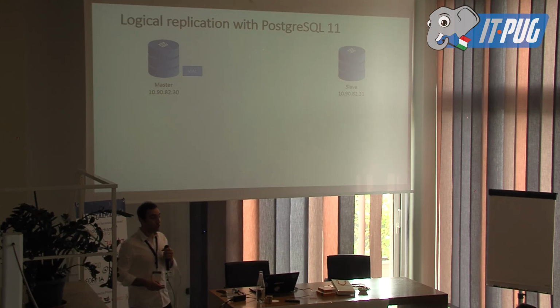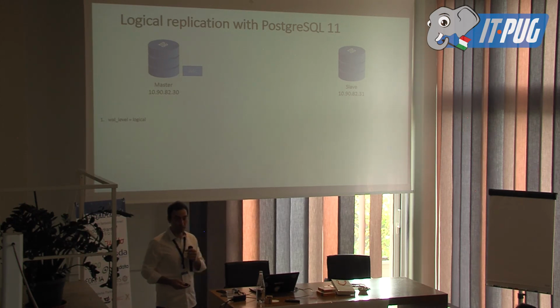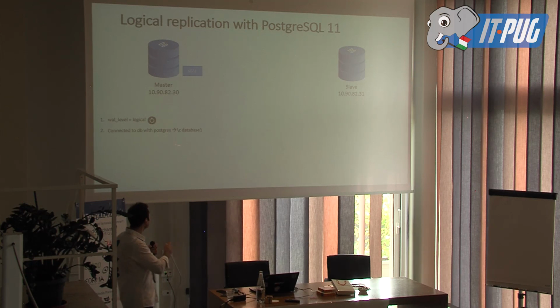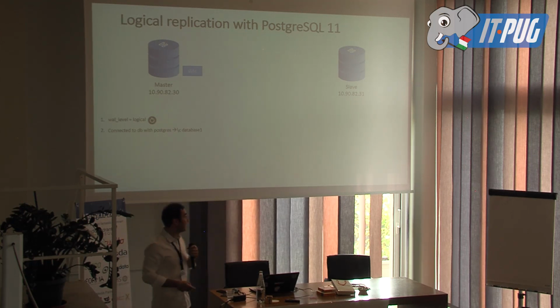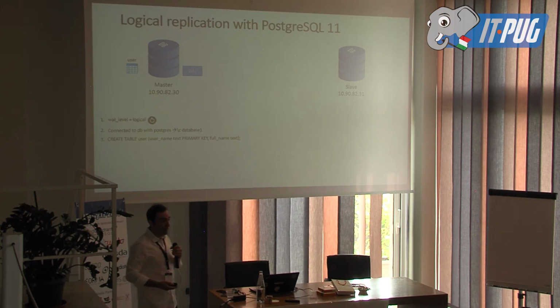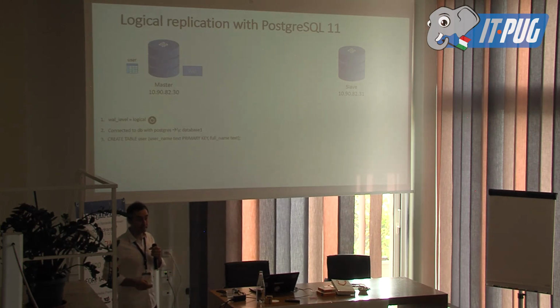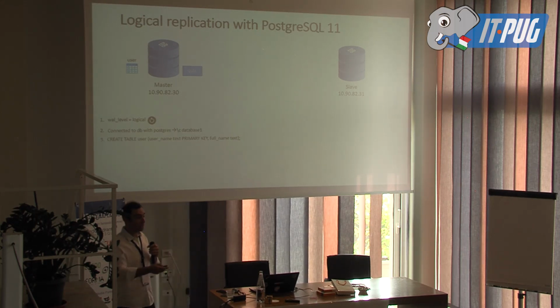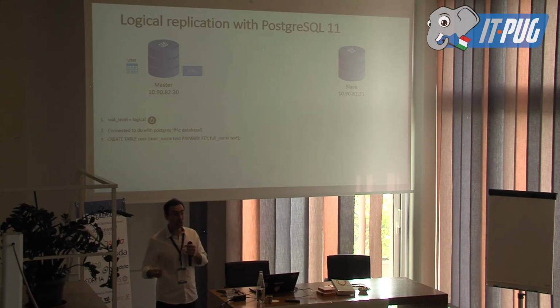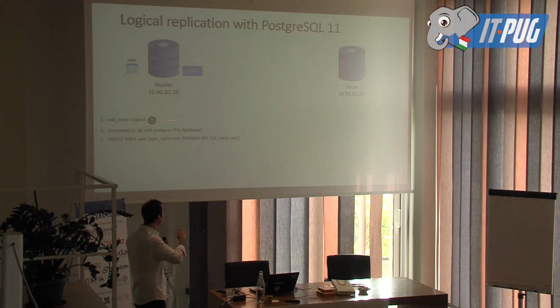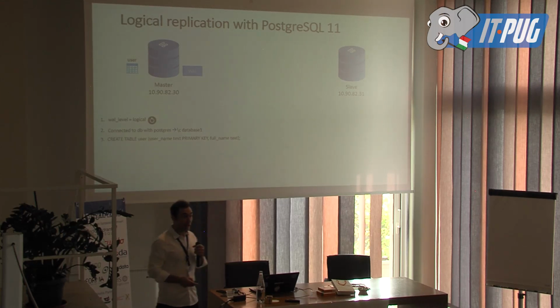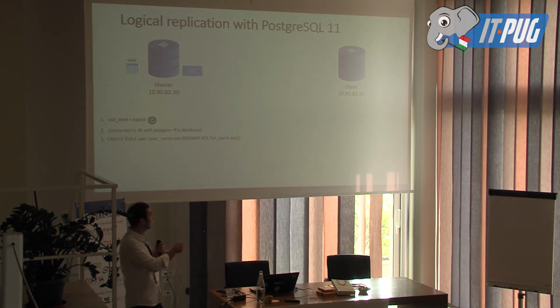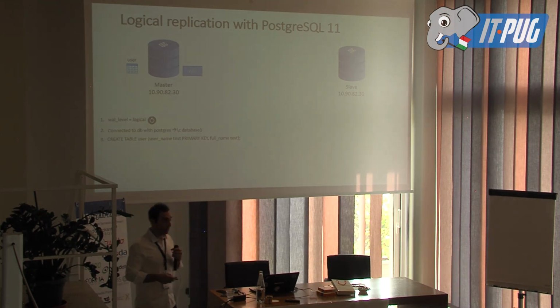Okay, how do you do logical replication in Postgres? It's very easy. You set wal_level to logical, and then you restart. Then you connect to the database that you would like to replicate. For example, I would like to replicate just a table, so I create a table. An important thing: I have to have a replica identity, like a primary key or a unique key, okay? You can also set all columns with REPLICA IDENTITY FULL, which is not efficient. I recommend you create a primary key. If you don't, your replication will be terminated.